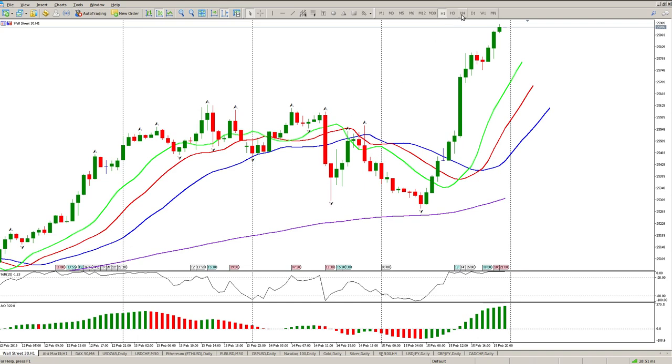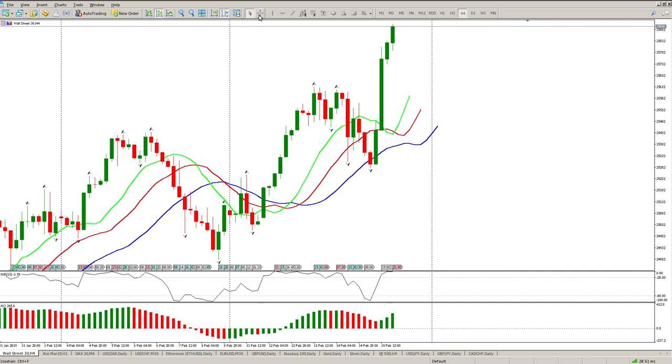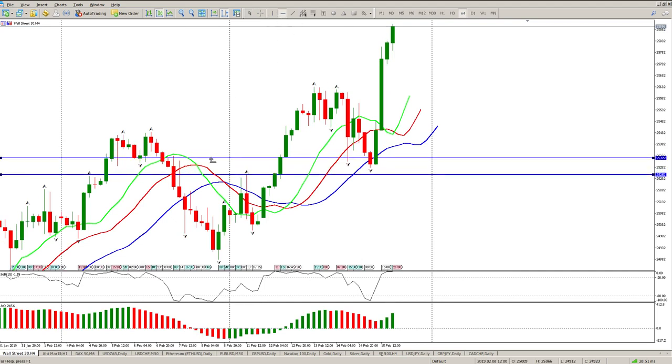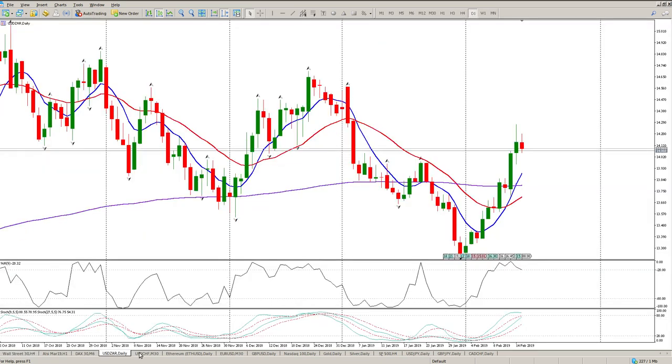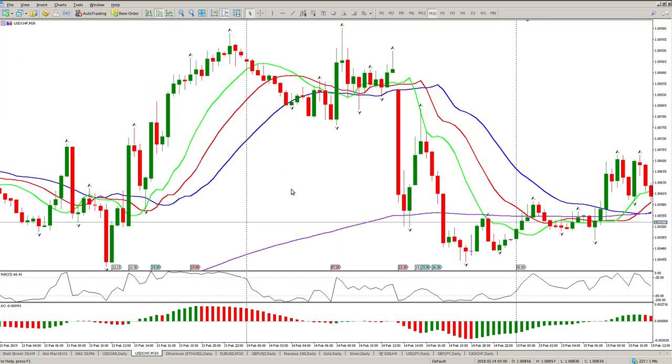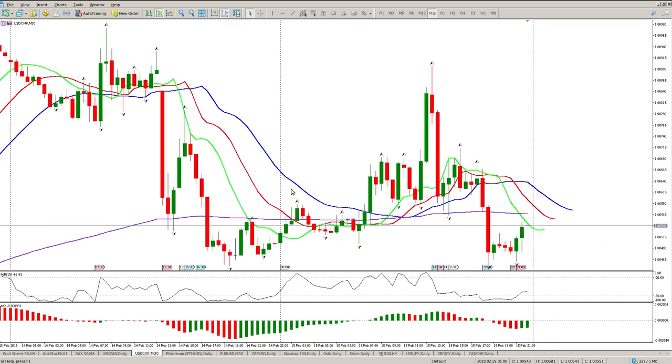But my levels are the key to everything. It's only when we start breaking through those levels that we can get some confirmation that we've changed direction. So this works across multiple assets. It works on currencies.